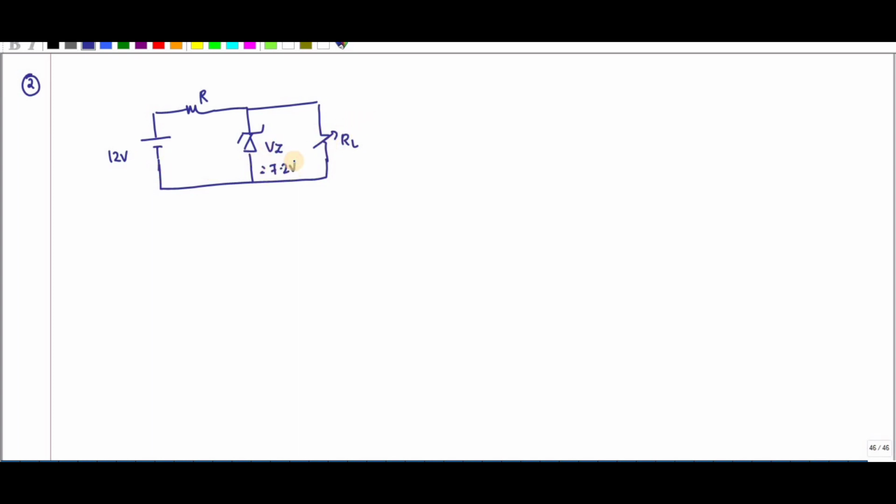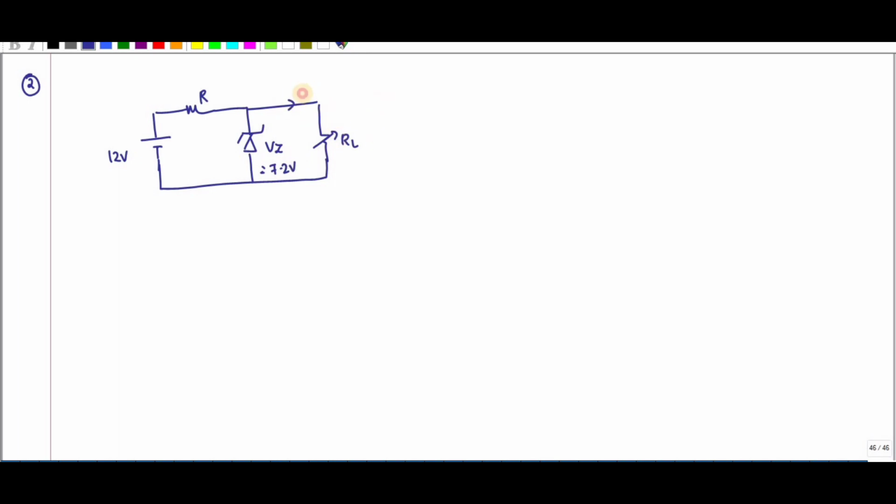So let me go for the next problem. This is your circuit given. This is 12 volt and R. This is your Zener diode, and here is the load resistance which is varying, and the Zener voltage is given as 7.2 volt.